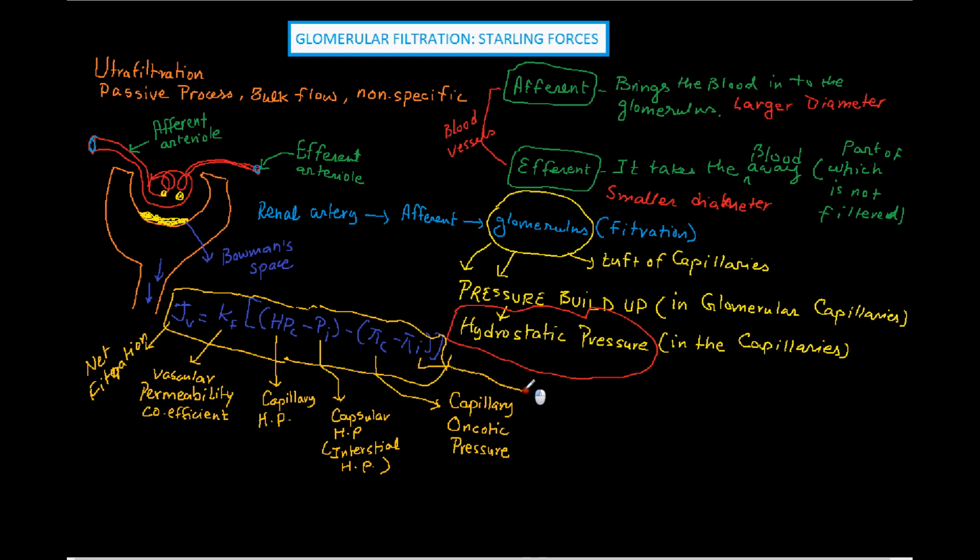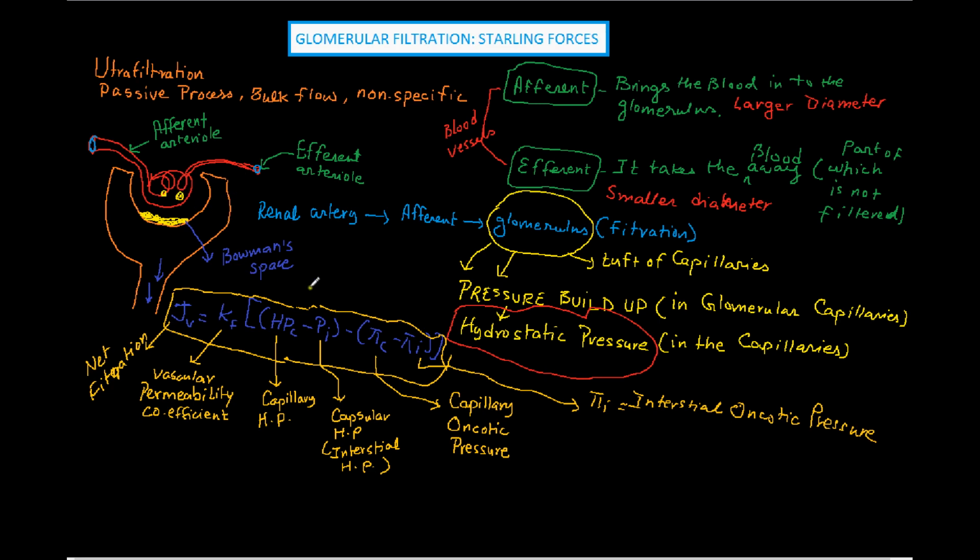Okay, and pi sub I, let's write it down so you don't get confused. That is the interstitial oncotic pressure, because the pi is oncotic pressure. Okay, so now we'll define what is what and how we calculate it.